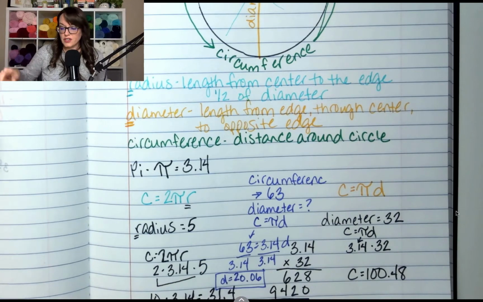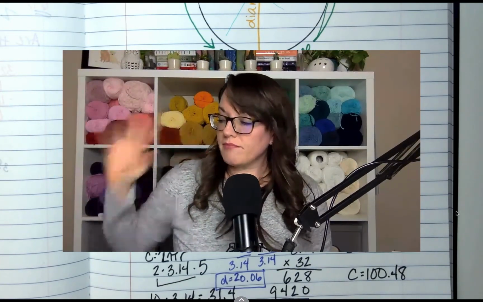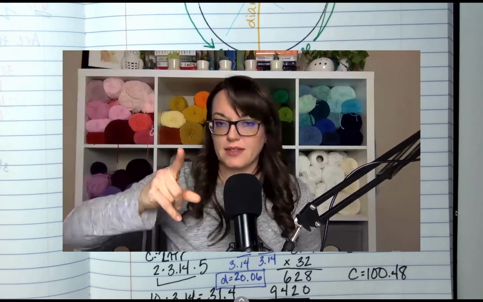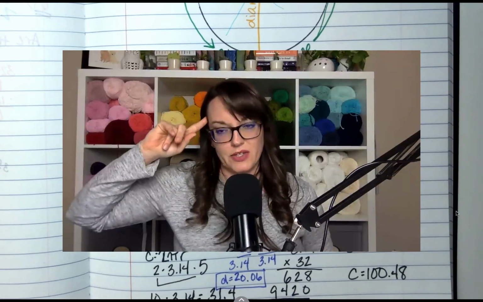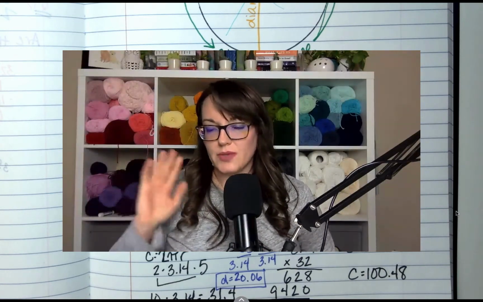All right, so this is circumference working forwards, working backwards. It's a lot of multiplying, but hang in there. You can do it. Write it down. It's not supposed to be mental math. You're going to need pencil and paper. Write this down. I will see you guys next time.